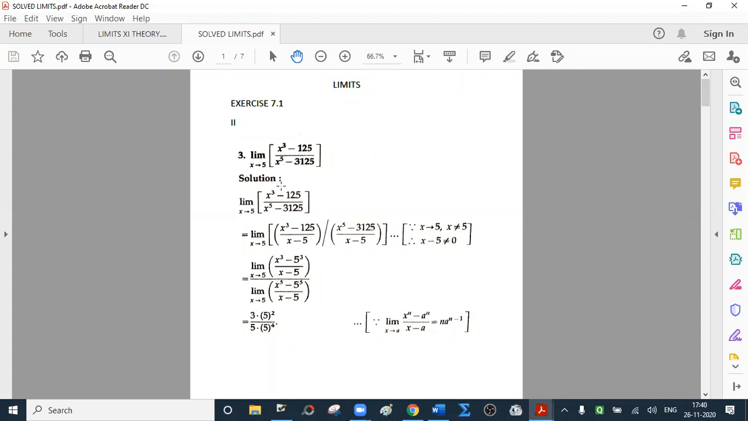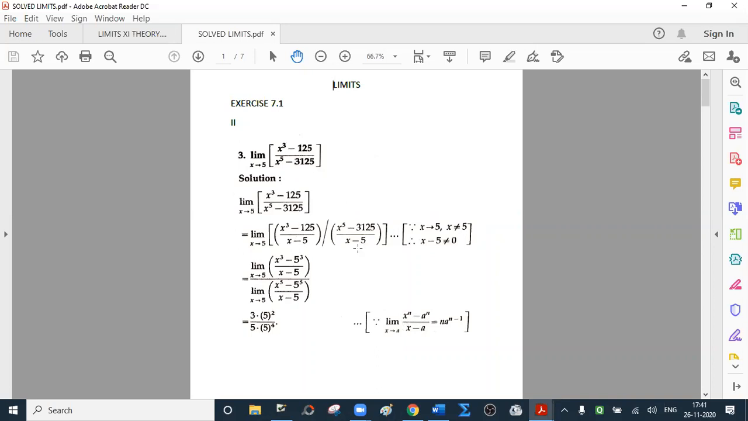Limit x tends to 5, x cube minus 125 upon x raised to 5 minus 3125. See, we have to use this standard limit. But observe that in the given function, both numerator and denominator are of which form? x raised to n minus a raised to n. But we need x raised to n minus a raised to n upon x minus a, right? So we have to divide numerator and denominator by x minus 5.